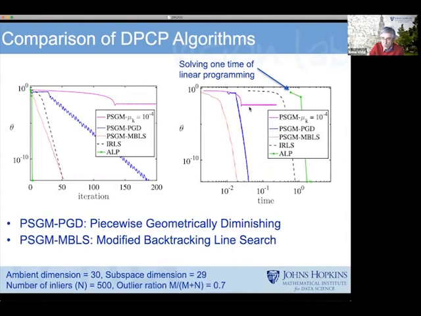And the other methods are clearly slower. So the projected subgradient method with a constant learning rate eventually just gets stuck. And the iterative reweighted least squares is slower, and the alternating linear program is also slower. Both of them do converge to the global minimum.